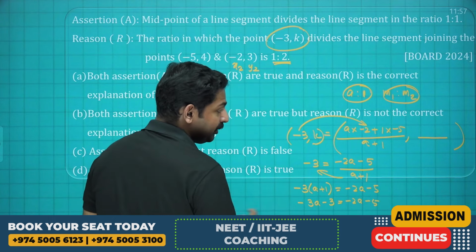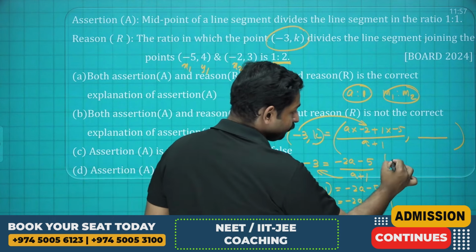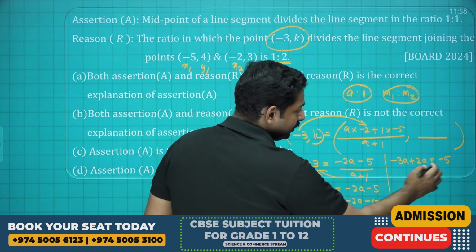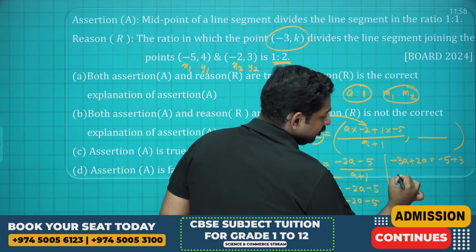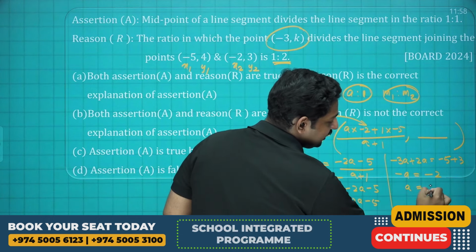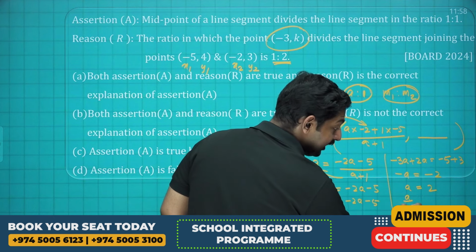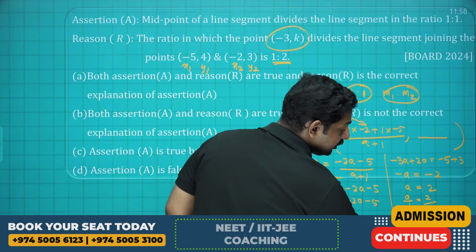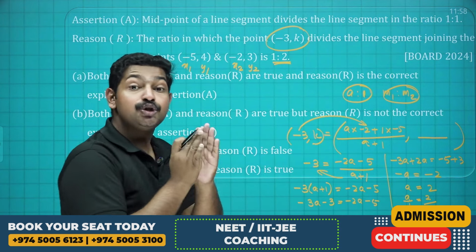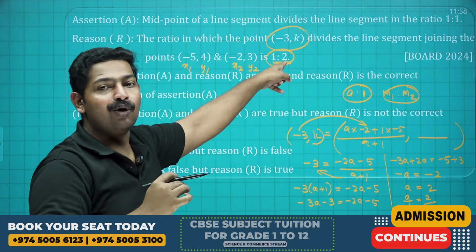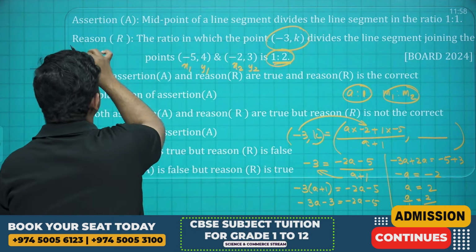If you bring -2a to the left side, you will be getting -3a plus 2a is equal to -5 plus 3. So this will be -a is equal to -2, which means a is equal to 2. A equal to 2 means a by 1 is equal to 2 by 1, and the ratio a:1 is equal to 2:1. So we got the ratio as 2:1. But here it is given the ratio is 1:2. So it is wrong. So this reason is wrong.